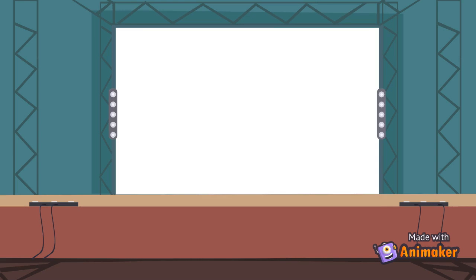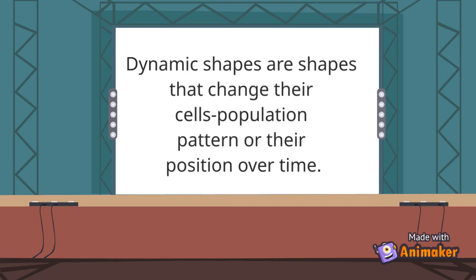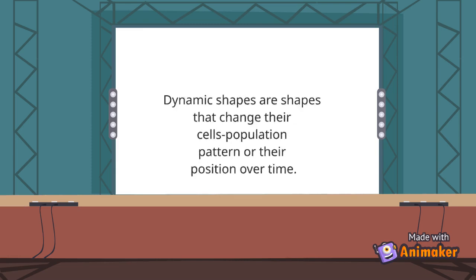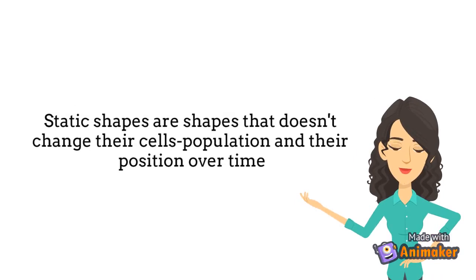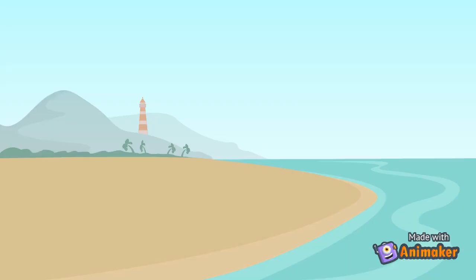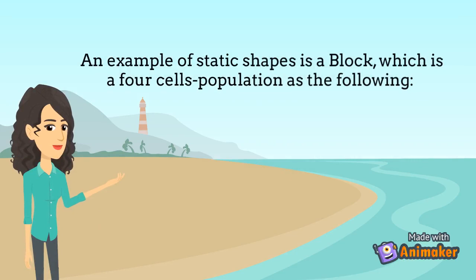Dynamic shapes are shapes that change their cell population pattern or their positions over time. Static shapes are shapes that don't change their cell population and their position over time. An example of static shapes is a block, which is a 4 cell population as the following.